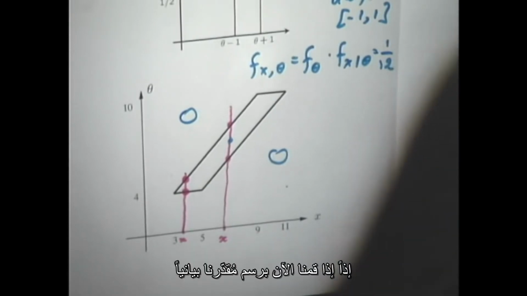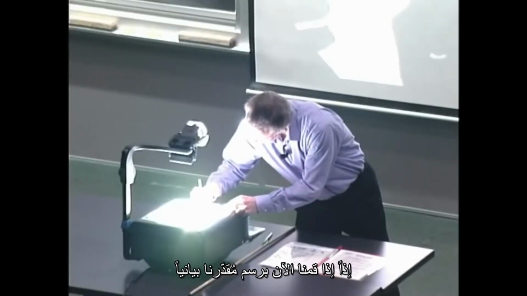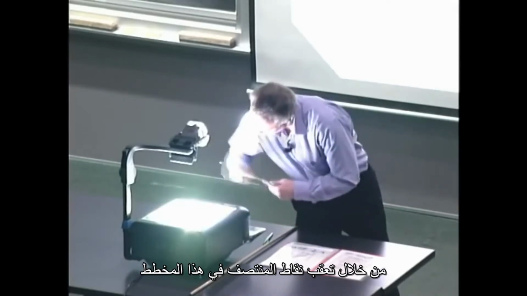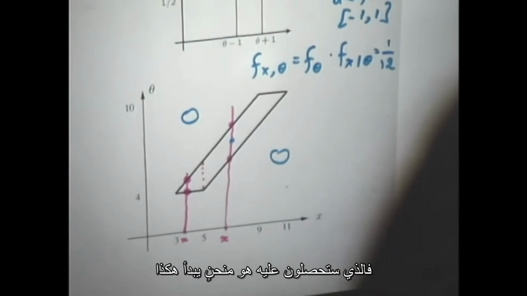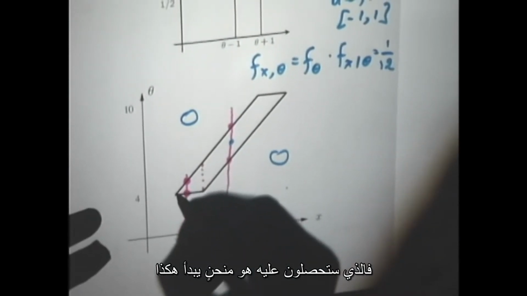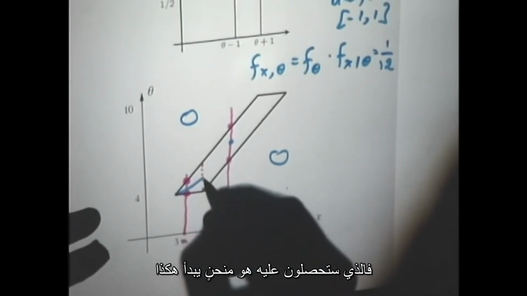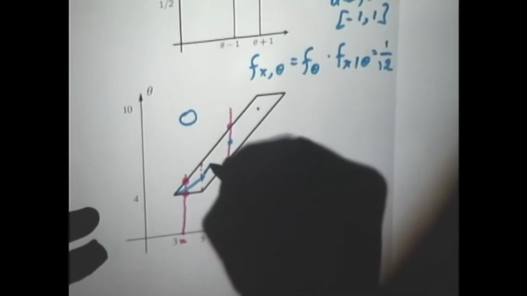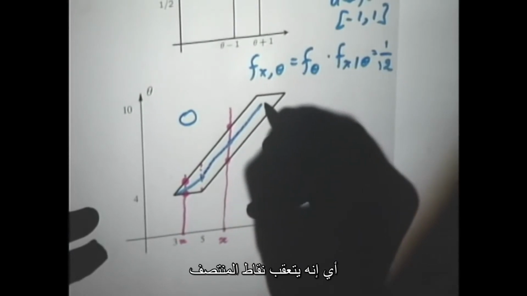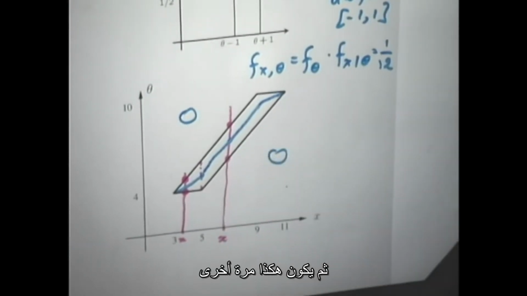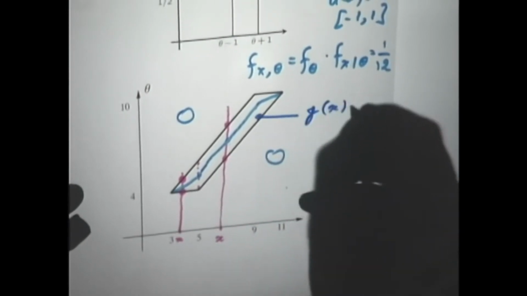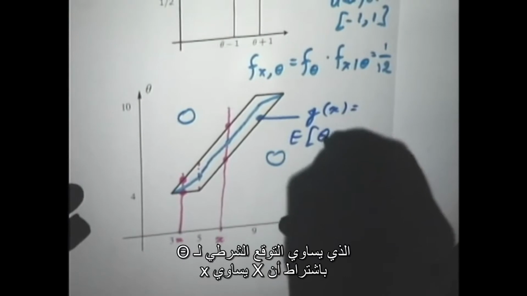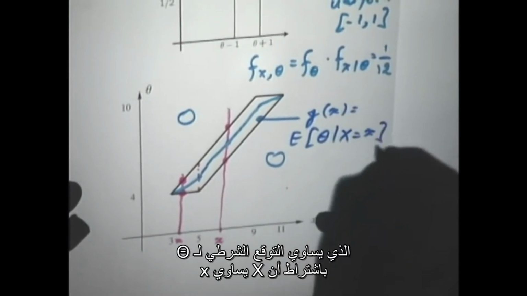So now if we plot our estimator by tracing midpoints in this diagram, what you're going to obtain is a curve that starts like this, then it changes slope so that it keeps track of the midpoint, and then it goes like that again. So this blue curve here is our g of x, which is the conditional expectation of theta given that x is equal to little x.